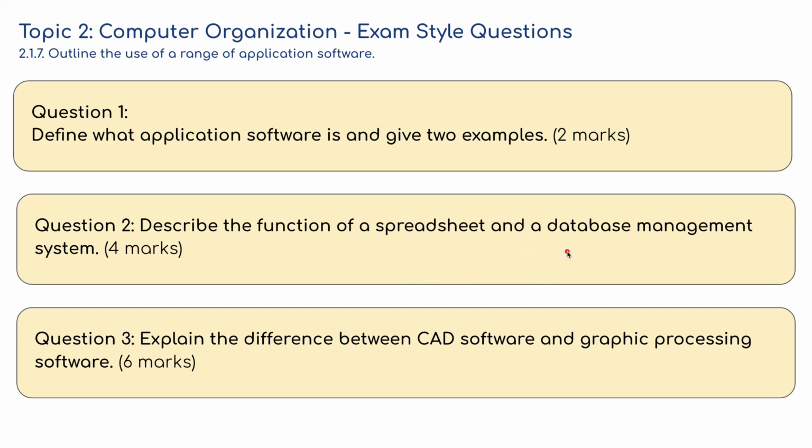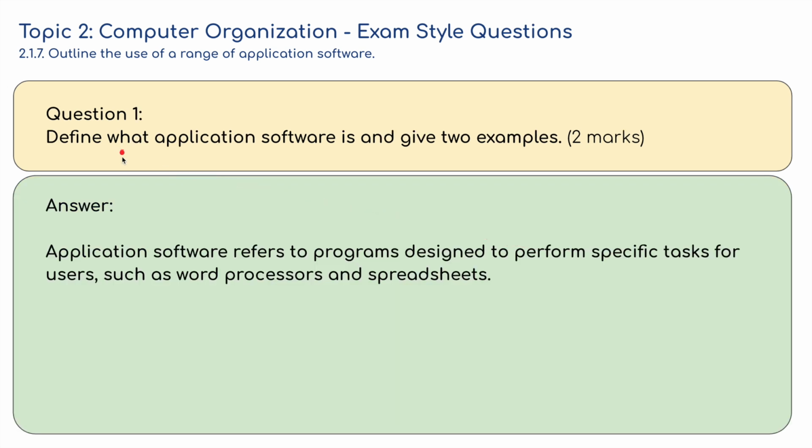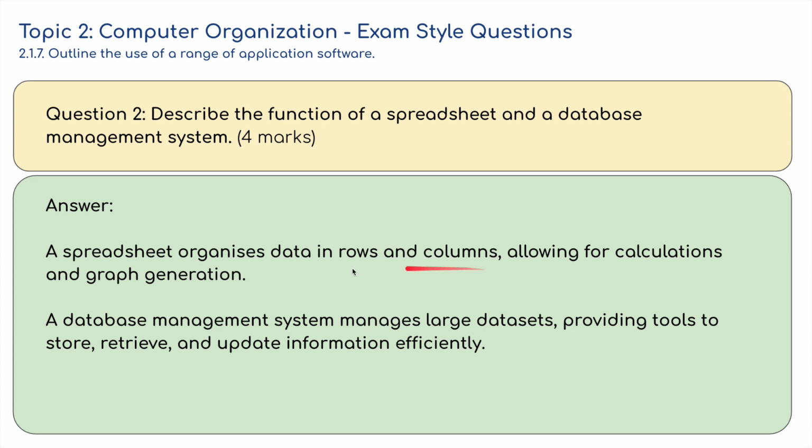Otherwise, here we go. Question 1 for 2 marks. Application software refers to programs designed to perform specific tasks for users, such as word processors and spreadsheets. Question 2, a spreadsheet organizes data into rows and columns, allowing for calculations and graph generation, whereas a database management system also organizes data, but for large data sets, providing tools to store, retrieve, and update information efficiently.